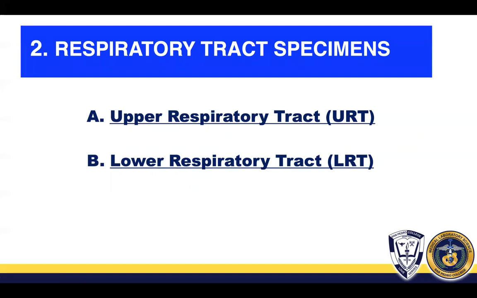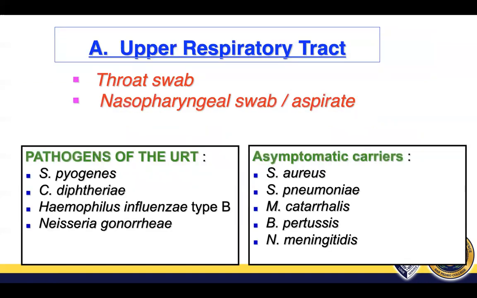Now let's move on to our next specimen. We have the respiratory specimen. Respiratory specimen could be from the upper respiratory tract, or it could be from the lower respiratory tract. For upper respiratory tract, specimens would include throat swabs, nasopharyngeal swab, or nasopharyngeal aspirate.